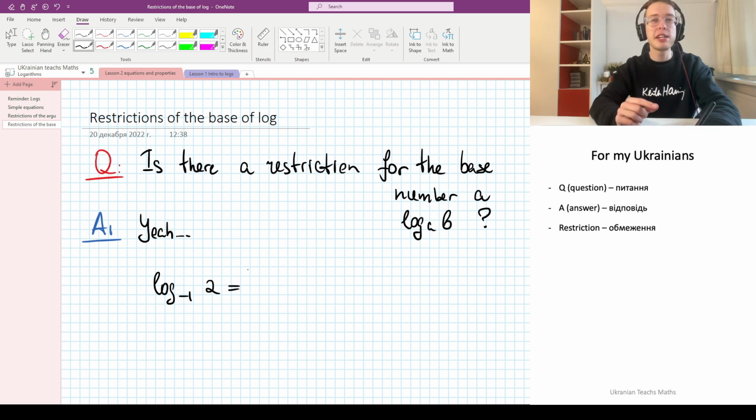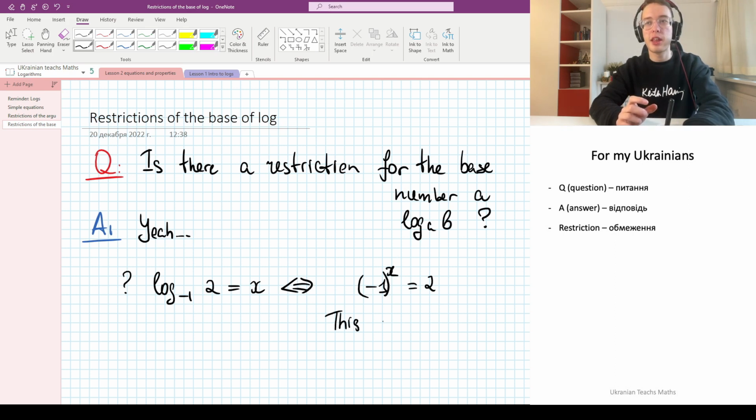So can we assign a value to this logarithm here? Let's try this one. Let's say it's going to be an x. And as before, we are trying to rewrite this one using powers. So I'm going to have the result of exponentiation, 2, on the right, and I'm going to have the base of minus 1. So I'm going to have minus 1 raised to the x equals 2. Whoa, this is impossible.